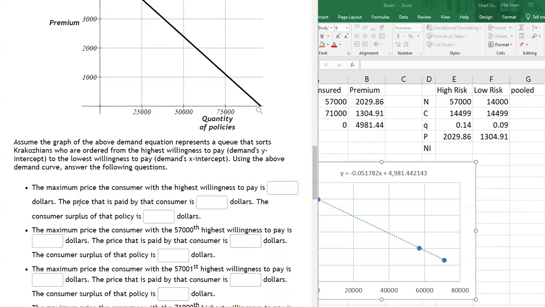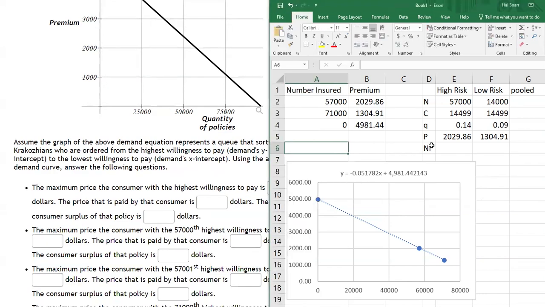So to calculate the maximum price the consumer with the highest willingness to pay is willing to pay, I'm going to type a 1 right here. The 1, if you remember what we call the demand curve, is a Q that sorts people from the highest willingness to pay. That would be consumer 1.